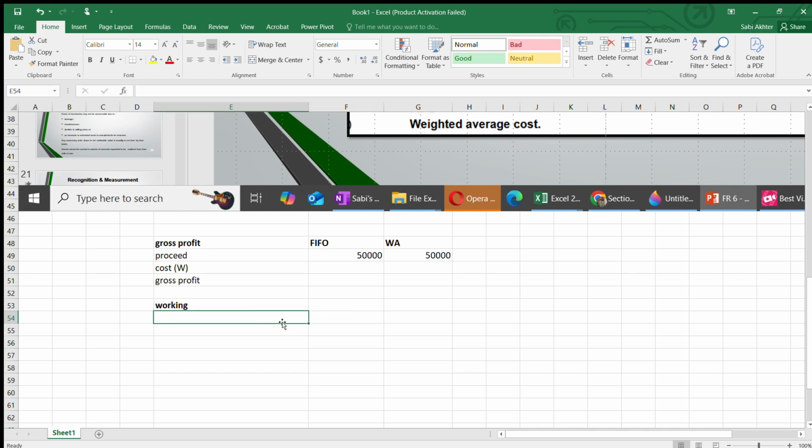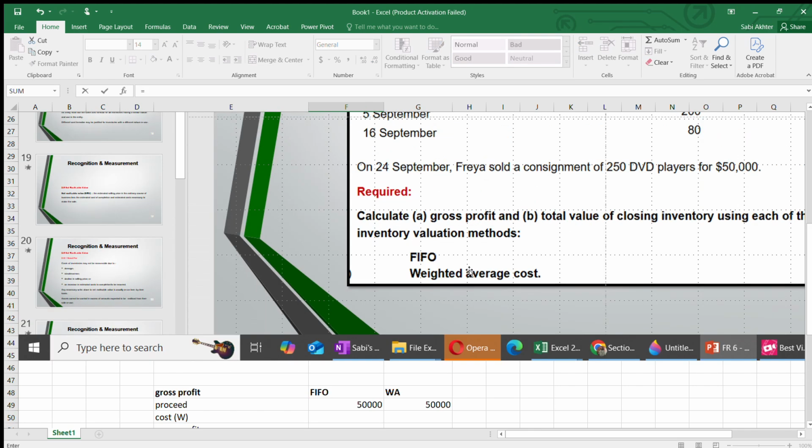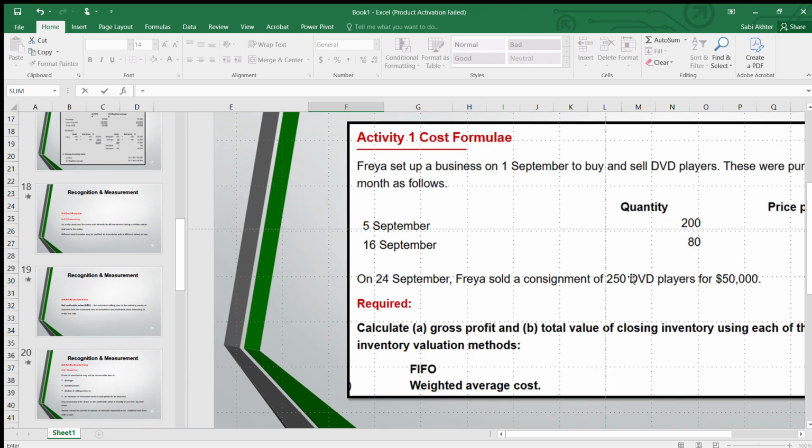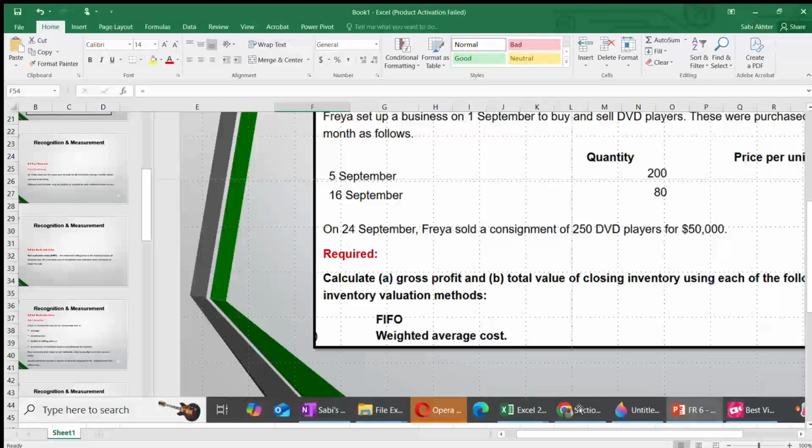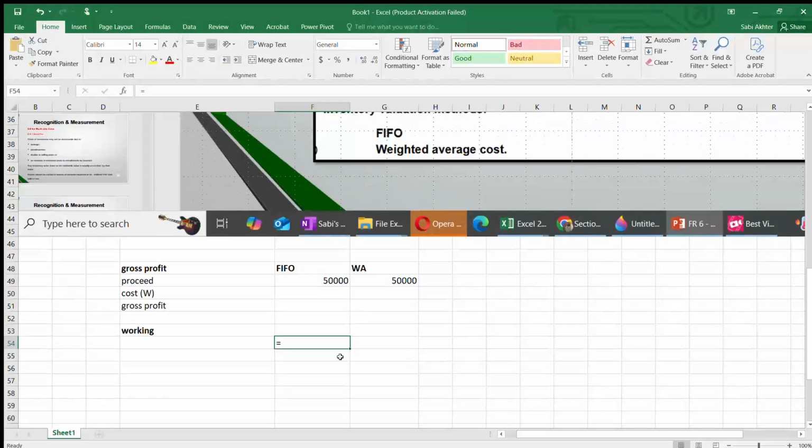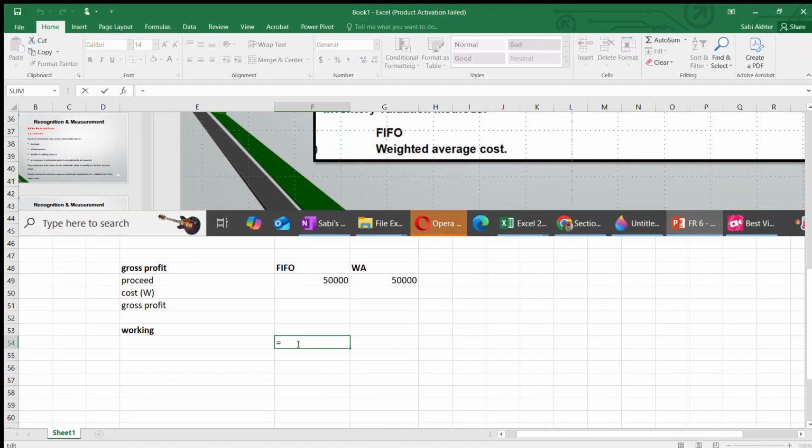So now, first under FIFO, how much do I have? 250 I'm selling. So that 250 first I will utilize 200 under FIFO basis. And the price is 150. So 200 into 150. First batch.